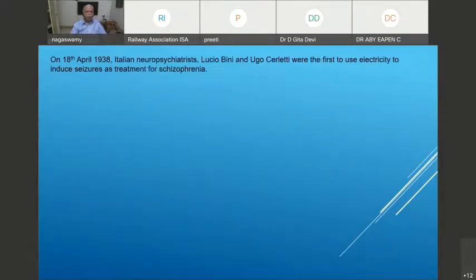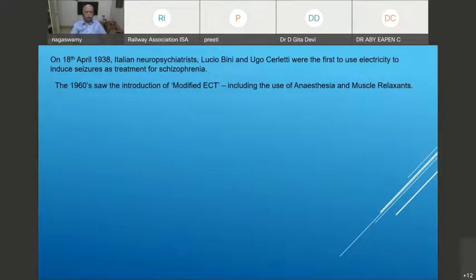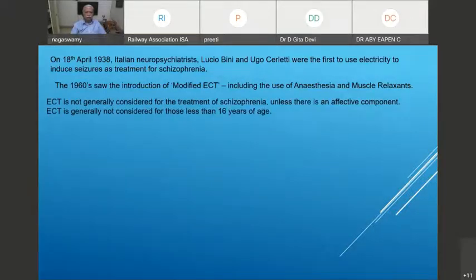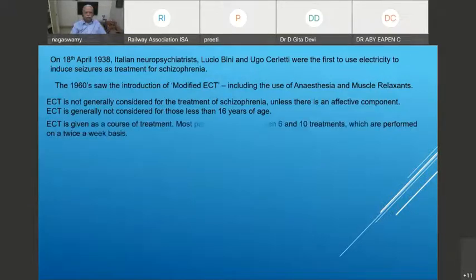And who found out this treatment? Two Italian neuropsychiatrists, Lucio Bini and Ugo Cerletti. They are the first ones who used this. They used it for schizophrenia and then later found that it is not useful for schizophrenia. It is only important for depression. And then they introduced what is called modified ECT. Unmodified was given earlier in a conscious patient. In 1960, they modified it using anesthesia and muscle relaxant. So it is not generally considered for treatment of schizophrenia, but later on was modified for other treatments.